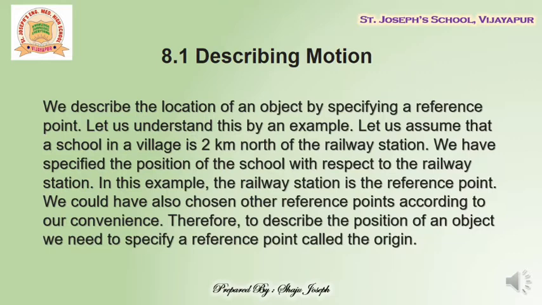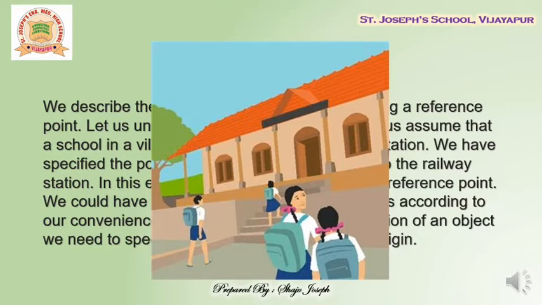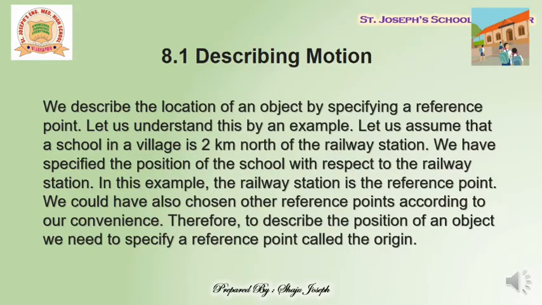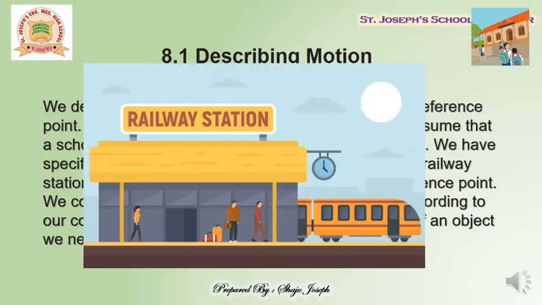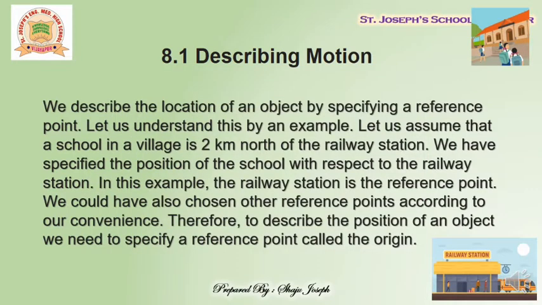To understand this idea, let us take an example. Let us assume there is a school in a village. Now the next question will be, where is this school? To locate the school, you will have to take a reference point. In this case, I am taking the railway station. So we can talk like this. The school is about 2 kilometers to the north of the railway station. Here the railway station becomes the reference point and we call this reference point an origin.